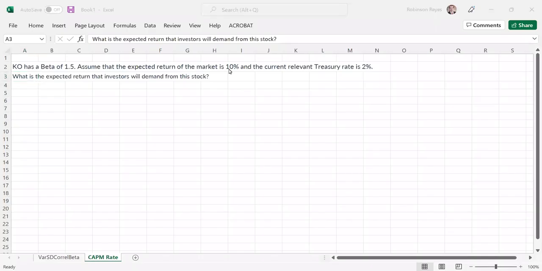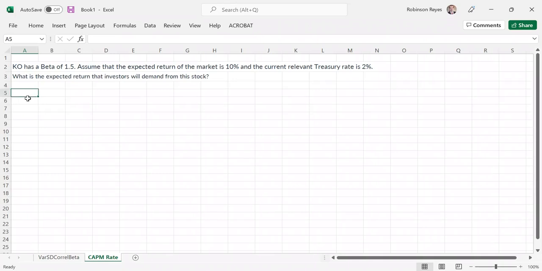Hi to all. In this very short video, we will cover the calculation of the required rate of return predicted by the capital asset pricing model. Once we know the beta of a stock, the expected return of the market, and the treasury rate as well, this becomes quite straightforward.